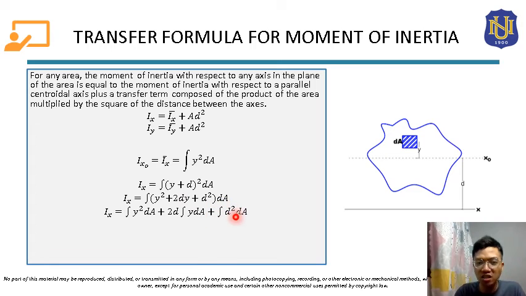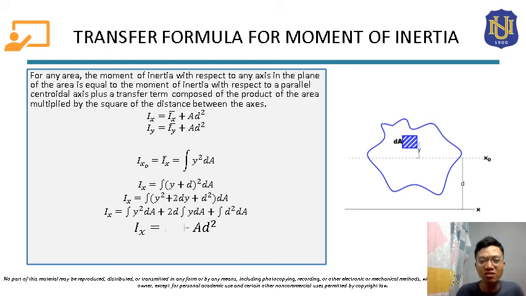Now for the integral of d squared dA, this is the differential area times d squared. If we sum up the integral of dA, that will just be the area. So this will be equivalent to area times d squared. This is the derivation of our formula for Ix. So this is Ix bar plus A d squared. If we derive Iy, this will just be Iy bar plus A d squared.